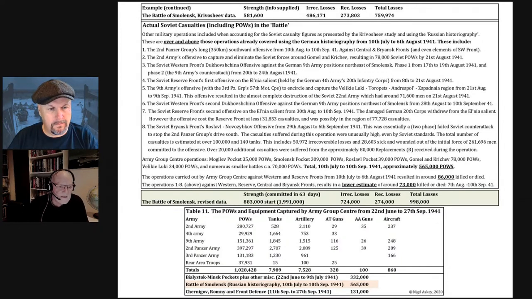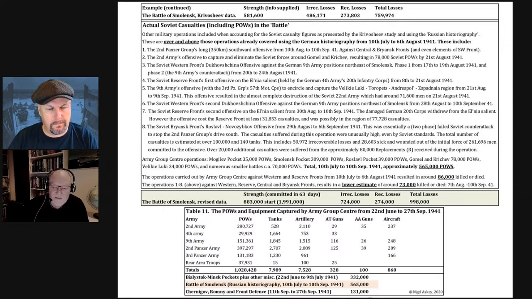There's two main offensives against the Yelnya salient, both very bloody. They were part of the Battle of Smolensk, of course. So some estimates are the Soviets suffered up to 77,000 casualties in that battle. Other ones, only 32,000. So I've basically said, okay, we'll go through each of these engagements and figure out how many casualties we need to add to the total.